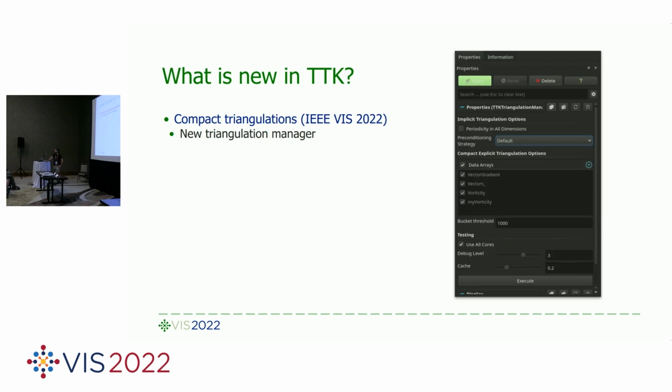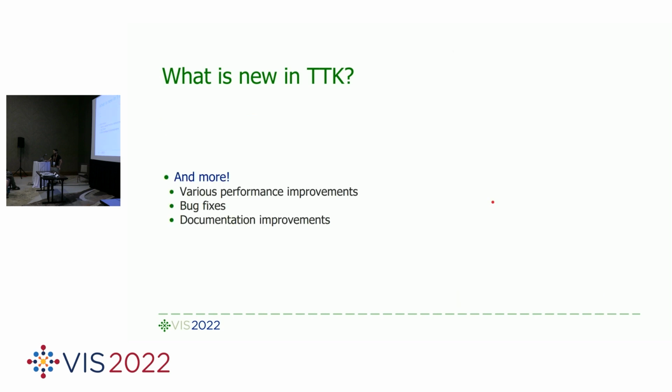We also have a new data structure to represent triangulations internally that is called the compact triangulation. And there will also be a talk later this week at Viz about this data structure by Federico's group. And in TTK, it's really easy to activate that, so you can basically reduce the memory footprint of the data structure if you need, and we have a new triangulation manager that enables you to do that. And we have various other things, bug fixes, documentation improvements, and all that.